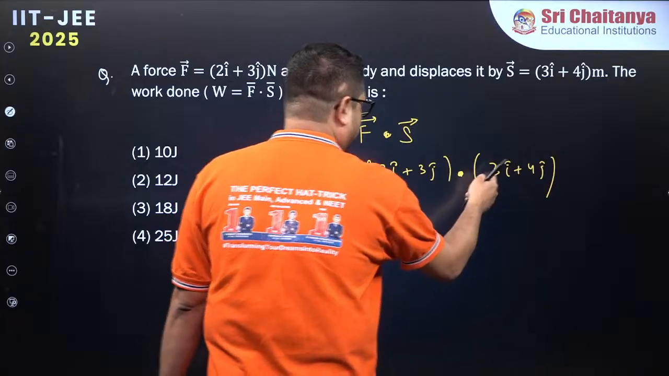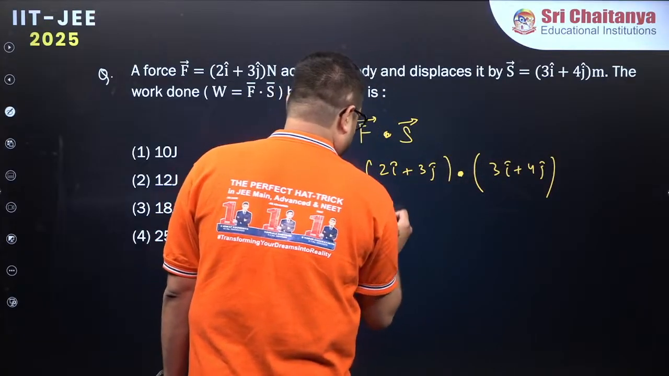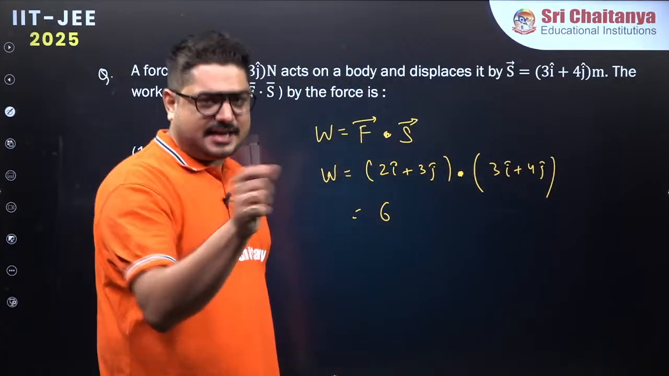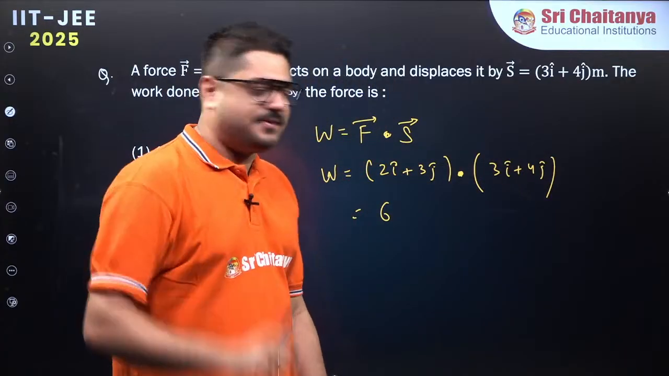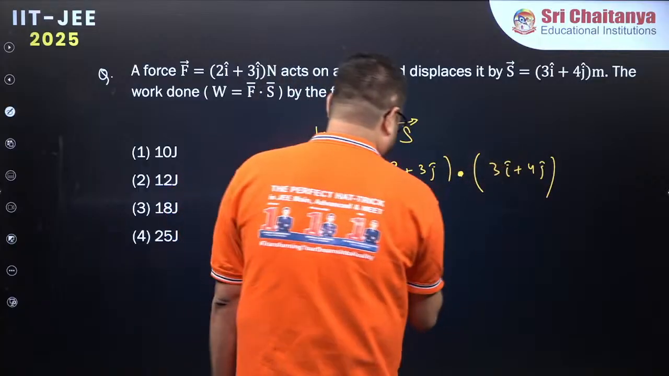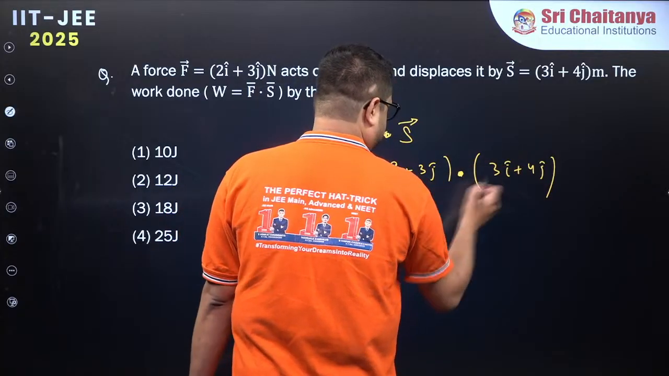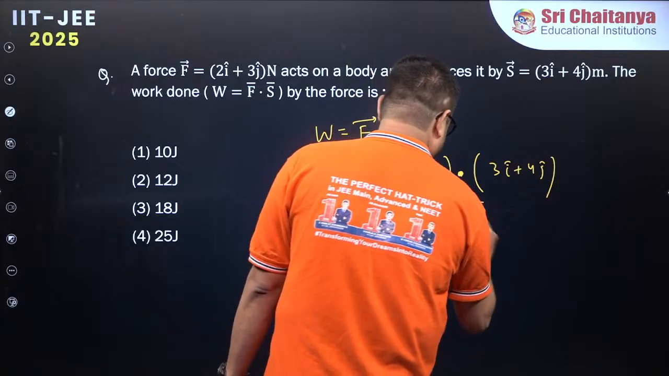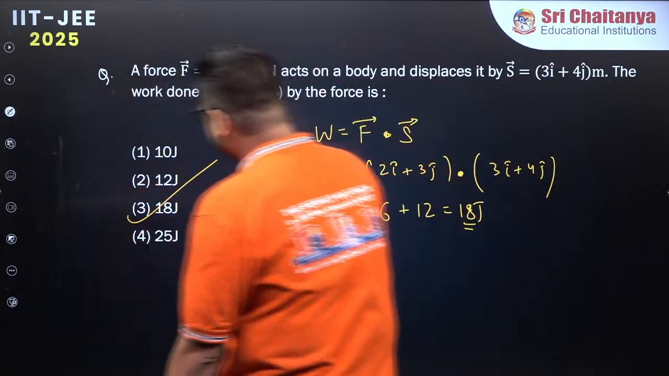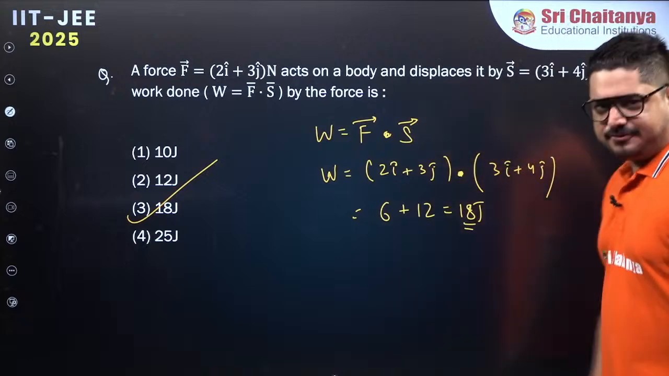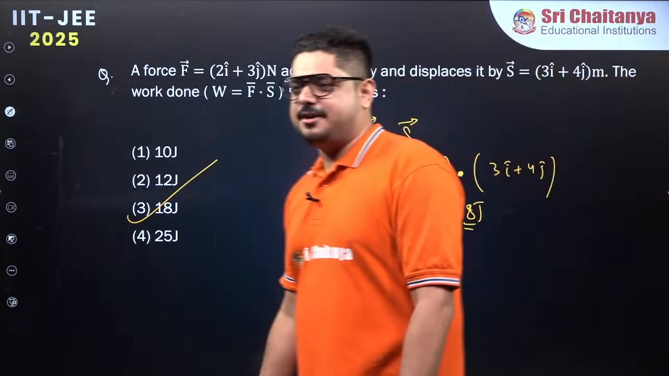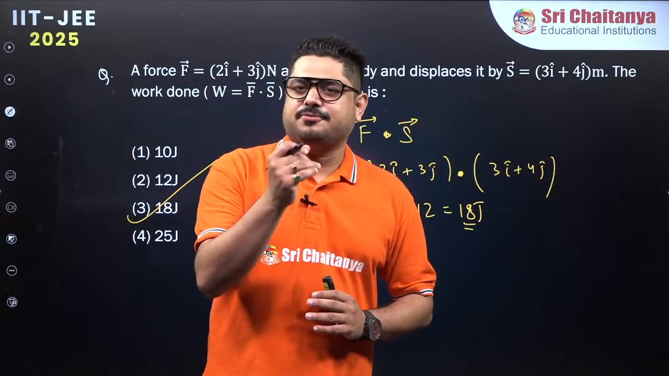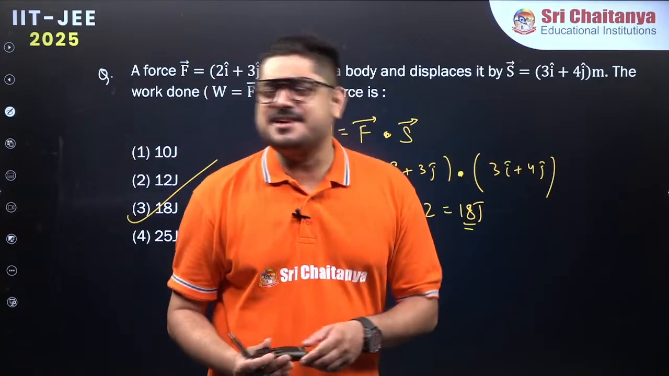What will I be getting? 2 can be multiplied with 3, isn't it? So 2 into 3, 6. 2 cannot be multiplied with 4 because they are having unlike unit vectors. With the like unit vectors, 3 can be multiplied with 4, that is 3 into 4, which is 12. So what are we going to get? 18 joules. What is joules? Joules is the SI unit of work done or energy. I believe that everyone knows about it. Joules is the SI unit of work done or energy, isn't it?